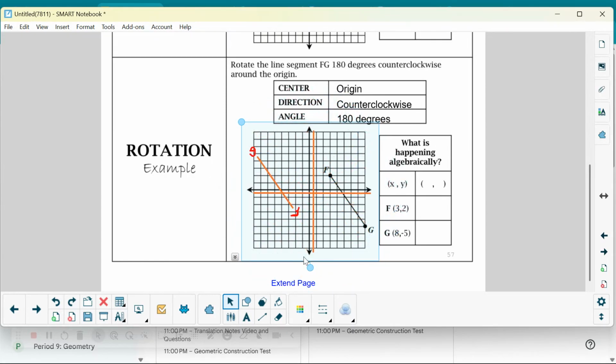Mine's off a little bit, so I will fix it. So you want to make sure that everything is still lined up. So this would be my new line segment. So here is F prime at -3, -2, and then G prime is here at -8, +5.